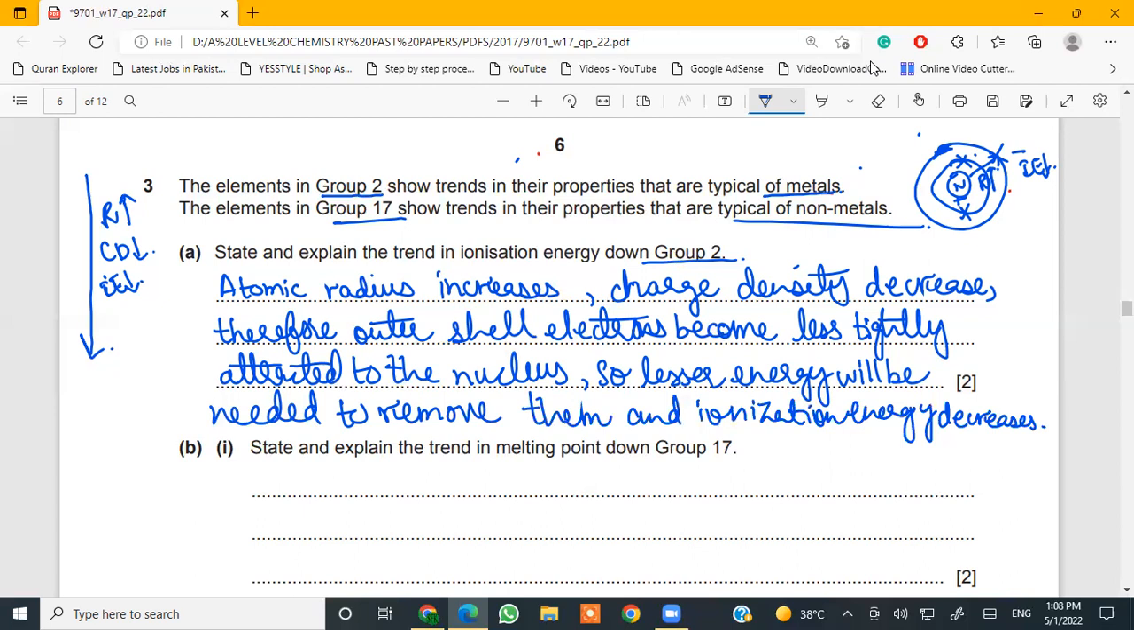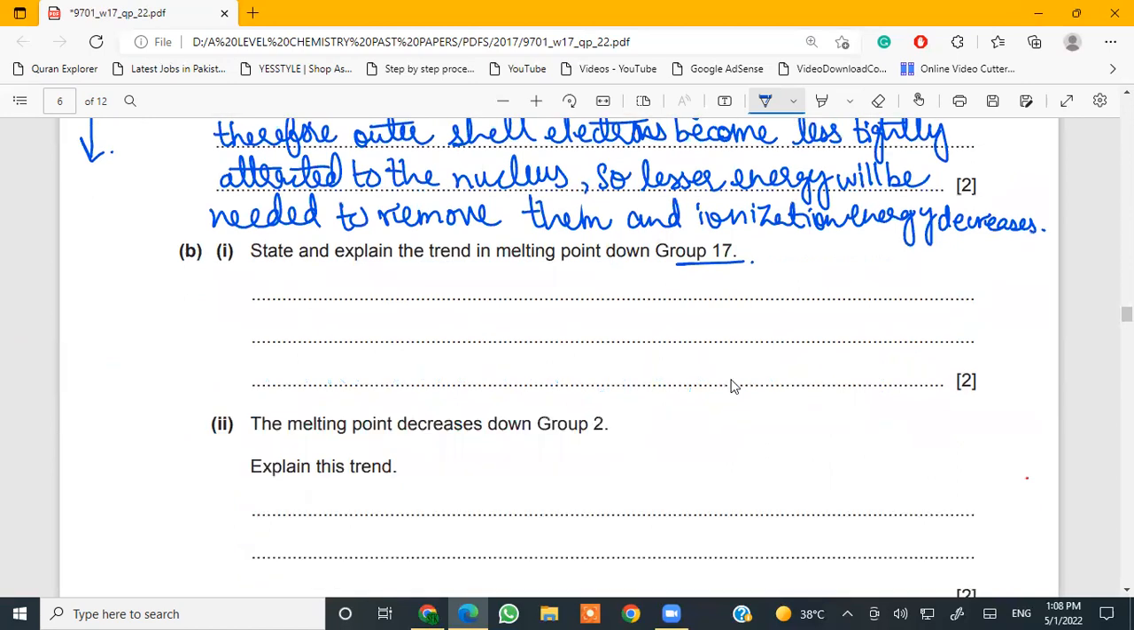Let's move on. Then explain the trend in melting points down group 17. What happens to the melting points as we go down group 17? Just recall group 17, which starts out from fluorine, then chlorine, and then bromine. You have iodine and astatine.